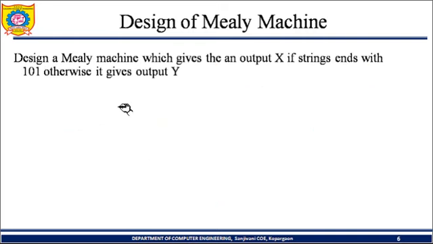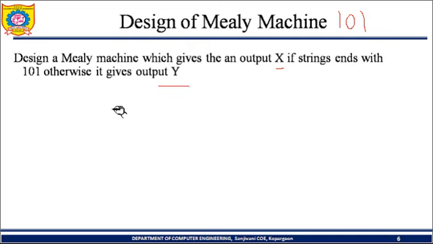Now one more machine we want to design: a Mealy machine which will give the output as X if the string ends with 101, otherwise it will give the output as Y. Only if the string ends with 101 will it generate X. For all remaining strings, if the string is 1, it should generate Y. If the string is 0, it should generate Y. If the string is 10, it should generate Y. Only for string 101 will it give the output X.